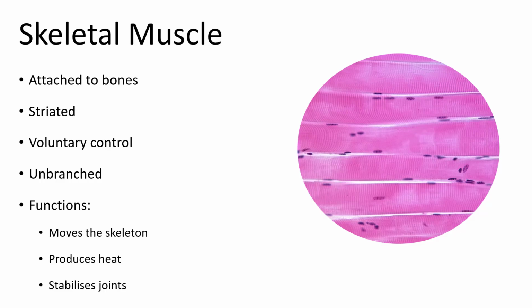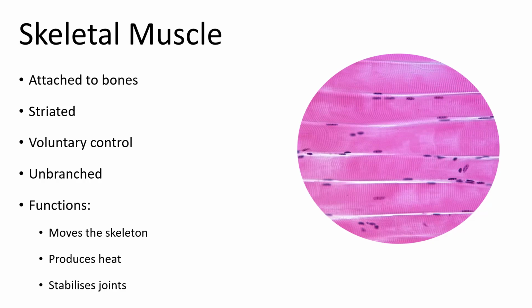Skeletal muscle fibers are also unbranched, being long and cylindrical in shape. As we've mentioned before, our skeletal muscles serve many purposes. For instance, we can cause muscle contraction to move our bones within the skeleton.